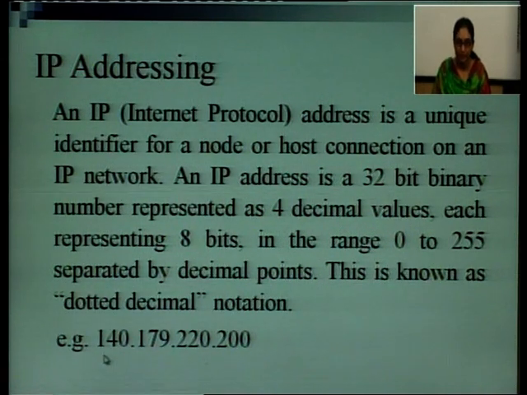For example, here the address is 140.179.220.200. So this IP address is a total of a 32-bit binary number, represented by 4 different decimal values, and each value is represented by a single byte of 8 bits, ranging from 0 to 255. That's why it is called dotted decimal notation.